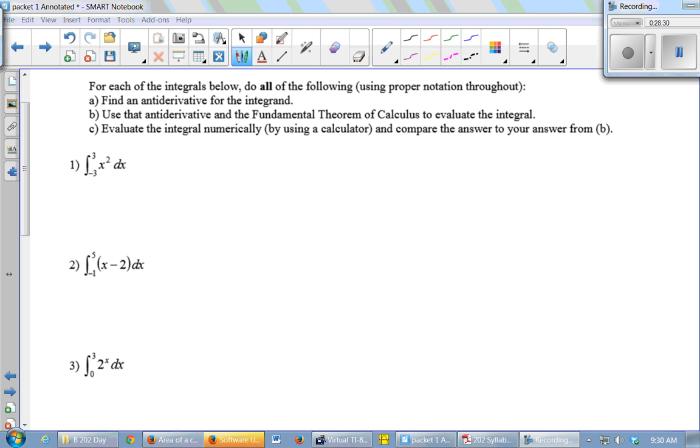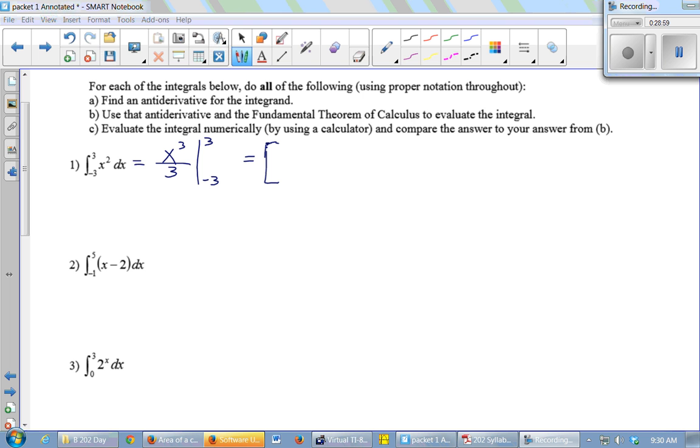Okay, so I need an antiderivative for x squared. A function whose derivative is x squared would be what? X cubed over 3. Okay, so my definite integral is going to be my antiderivative, x cubed over 3, and then evaluated from negative 3 to 3. All right, so when you do the plugging in part, plug in from negative 3 to 3, you always plug in the top number first. So I want to plug in a 3.